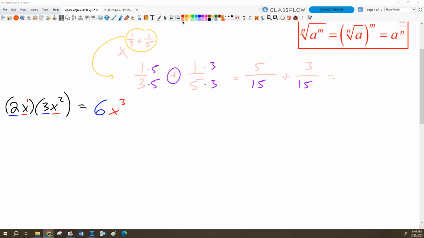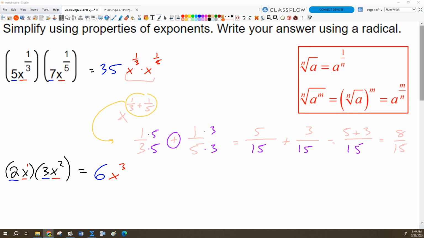a common denominator, and we just get 5 plus 3 over my common denominator of 15 equals 8/15, right? So how about that then? We just get x to the 1/3 plus 1/5 is just the same thing as x to the 8/15, which means that our final answer is just 35.